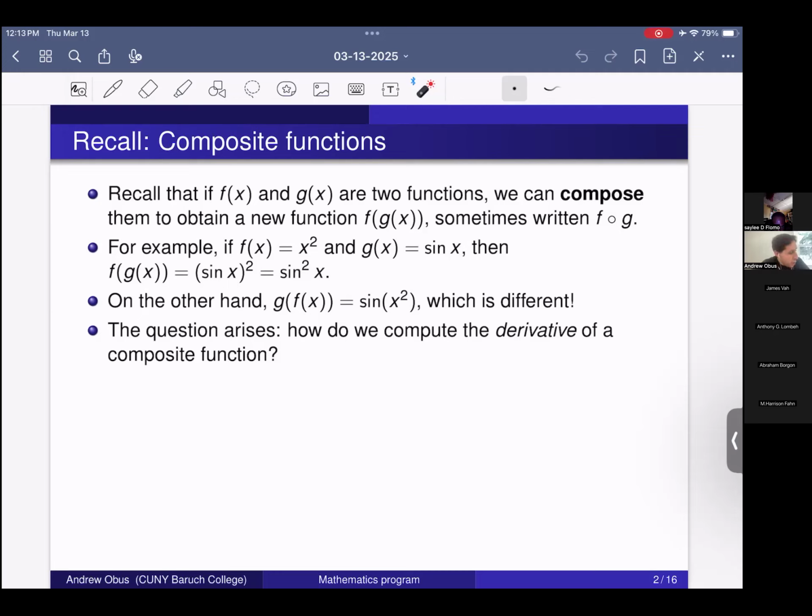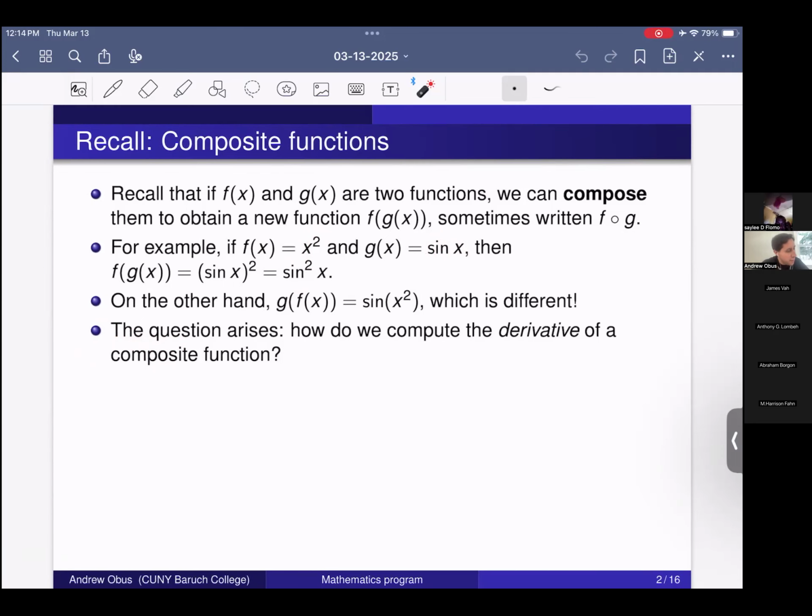The question we talked about last time is, how do we compute the derivative of a composite function? Let's say we know the derivatives of the two pieces. We know the derivative of x squared is 2x, and the derivative of sine x is cosine of x. I'll just recall that: the derivative of x squared is 2x, and the derivative of sine of x is cosine of x.